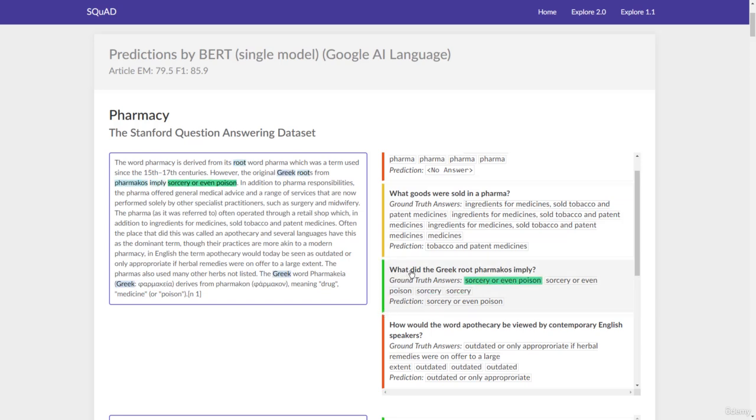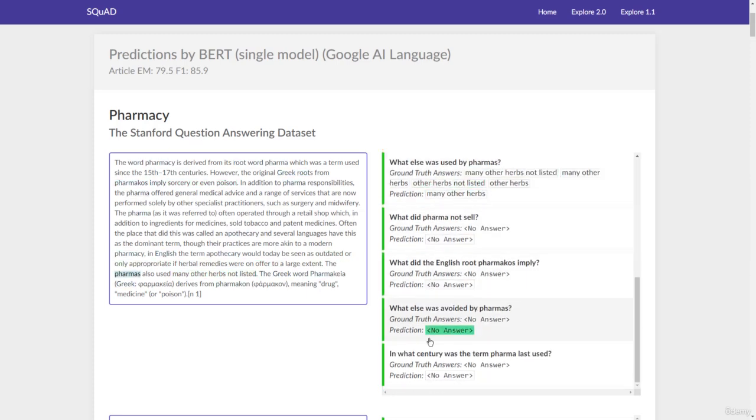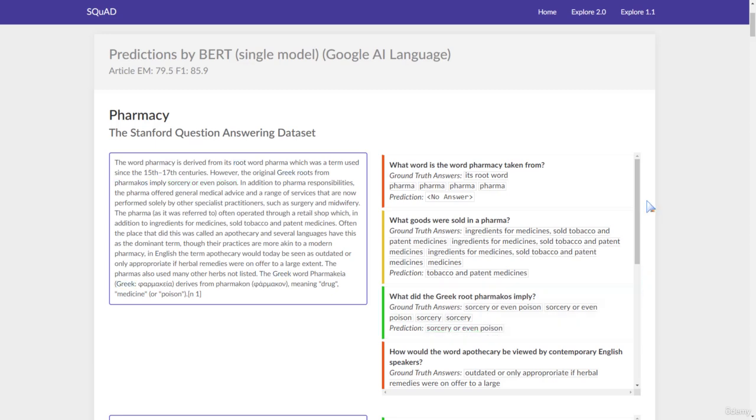So what did the Greek root pharmakos imply? We have this prediction, sorcery or even poison. So one of the ground truth answers matches this prediction, so that's why we have this green to indicate that this is a perfect prediction. This one's wrong, perfect, and many other perfect predictions. So this shows us what we could achieve by using this BERT model by Google AI.